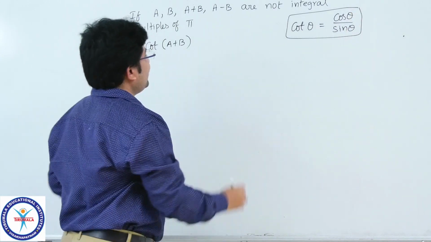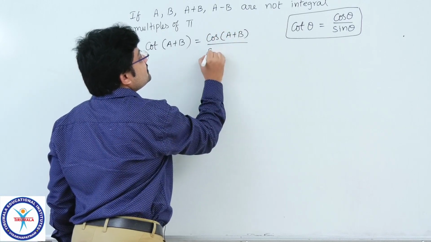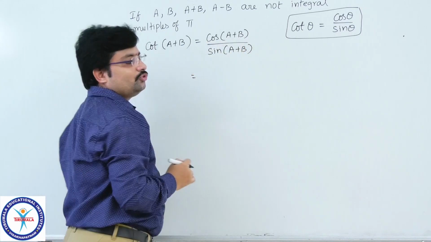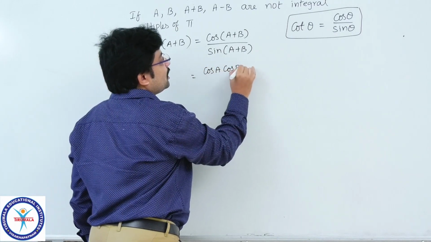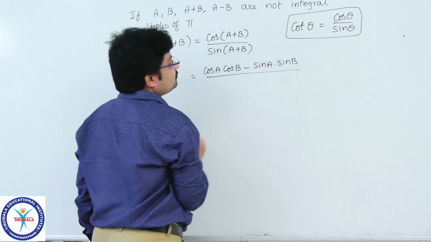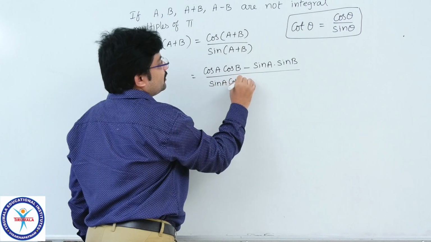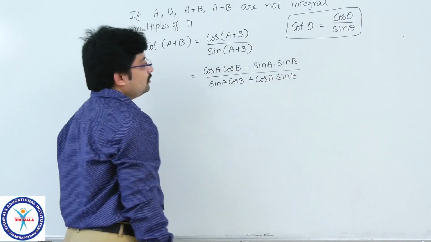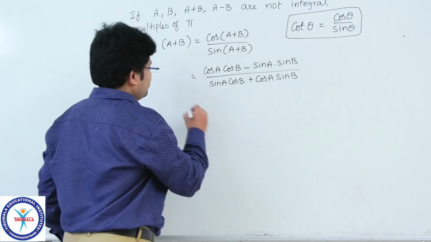Therefore, cot(a+b) can be written as cos(a+b) by sin(a+b). Again, cos(a+b), we know the formula: cos a cos b minus sin a sin b, divided by sin(a+b), which is sin a cos b plus cos a sin b. Now, here divide both the numerator and denominator by sin a sin b.